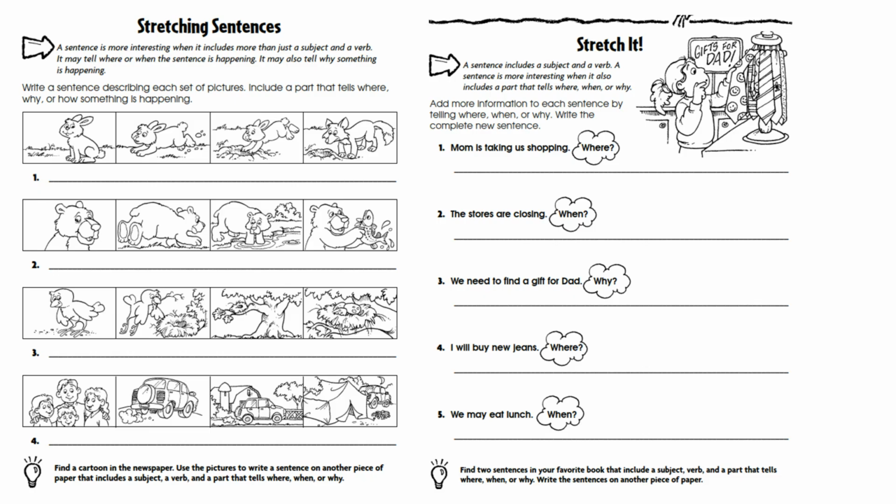The first basic sentence is, Mom is taking us shopping. That is a fine sentence, but it asks us to add where. So we could stretch it to say, Mom is taking us shopping at the mall. Pause the video here and complete the rest of the sentence stretching exercises on this page by adding where, when, or why. Unpause when you are finished.